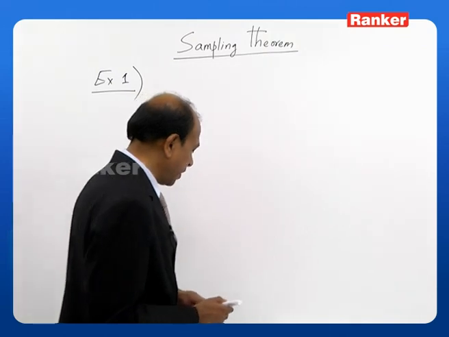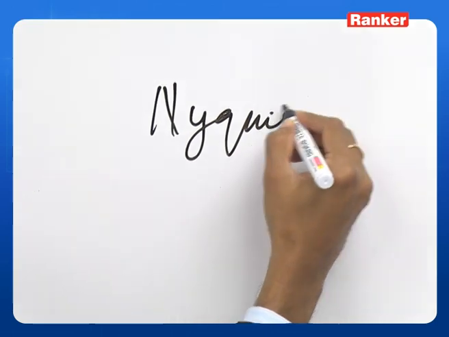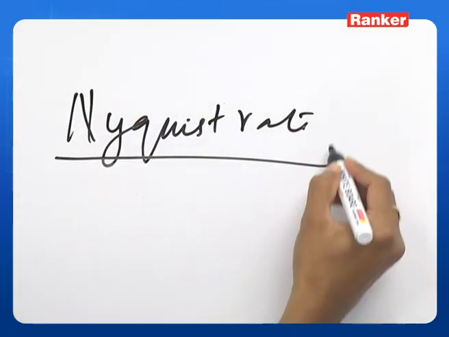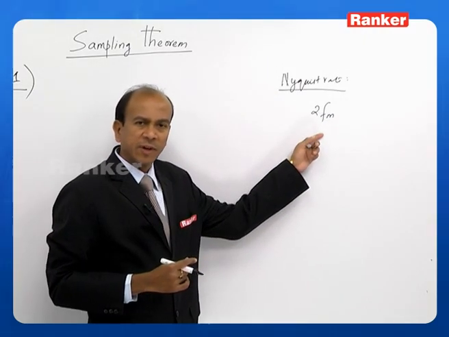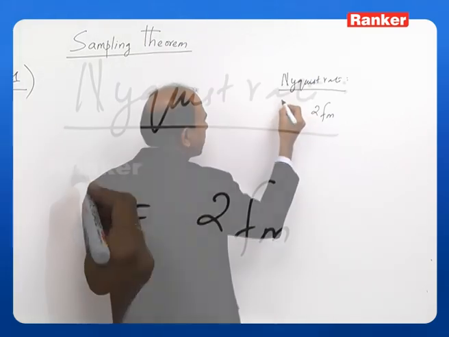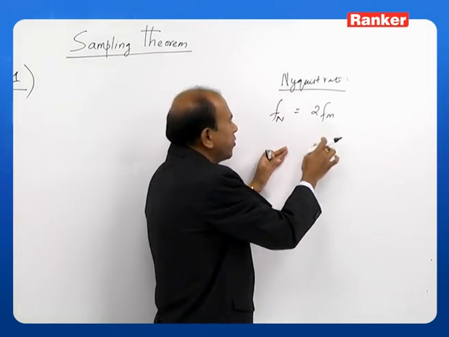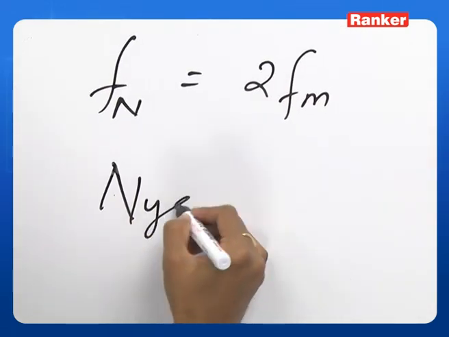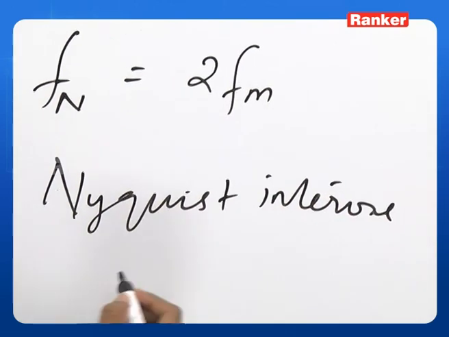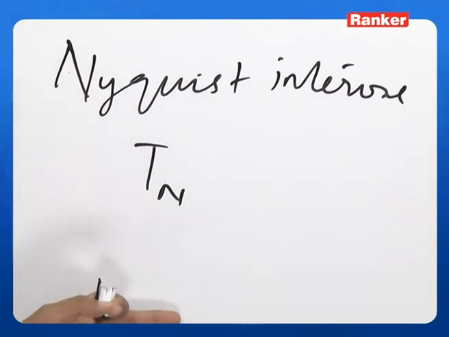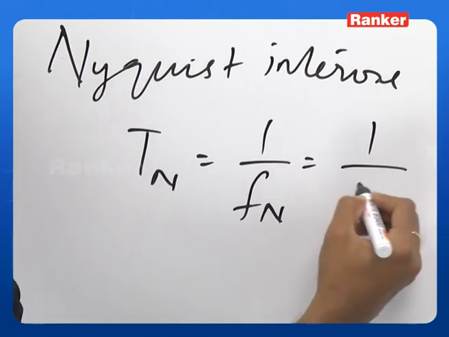Earlier we have seen that the Nyquist rate should be twice the maximum frequency of the given signal. Let us denote this Nyquist rate with a capital letter N, so you can directly write that Nyquist rate is N equals 2Fm. Similarly, what is called the Nyquist interval? Let us denote it with N again. This will be equal to 1 by N, so this is equal to 1 by 2Fm.